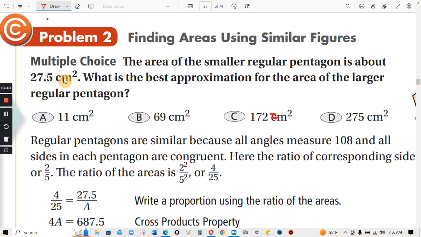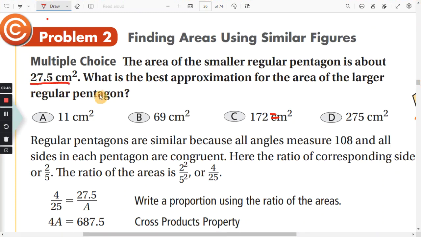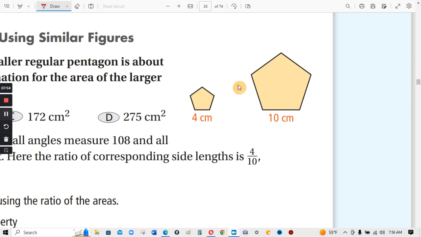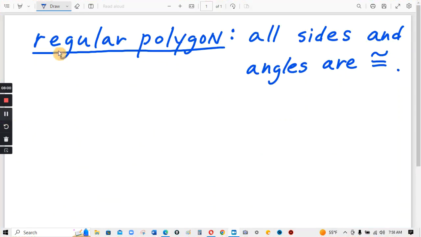Okay, problem 2. The area of the smaller regular pentagon is about 27.5 centimeters. What is the best approximation for the area of the larger regular pentagon? Let's take a look. Okay, here are the 2 regular pentagons. And if I could give you the definition of regular, for a regular polygon, all sides and angles are congruent. So we've done that in the past.